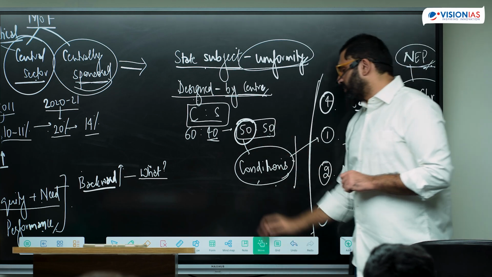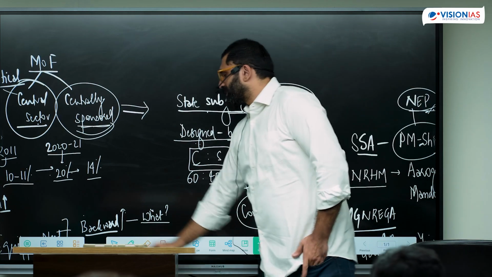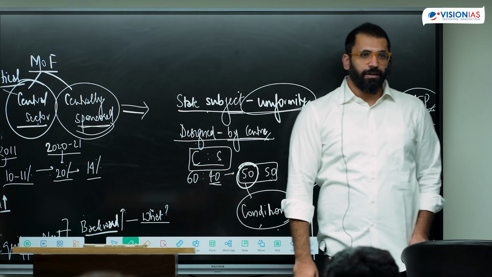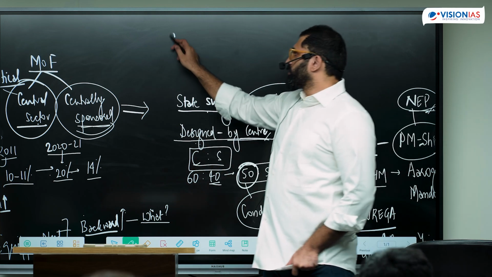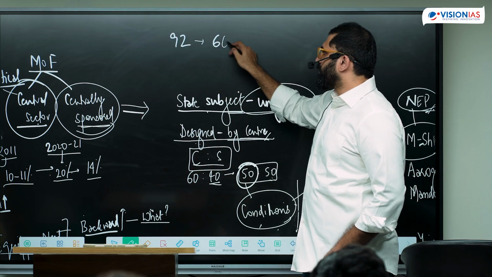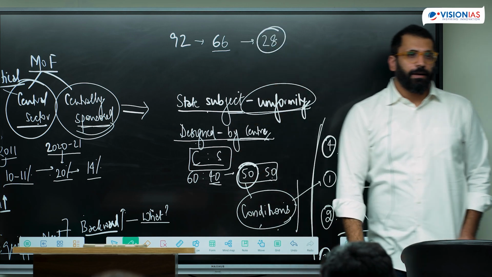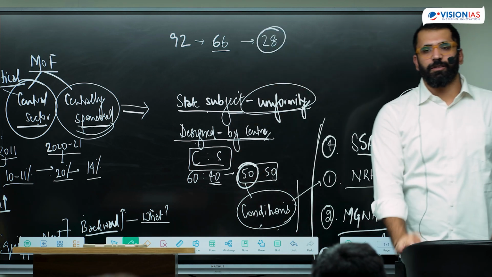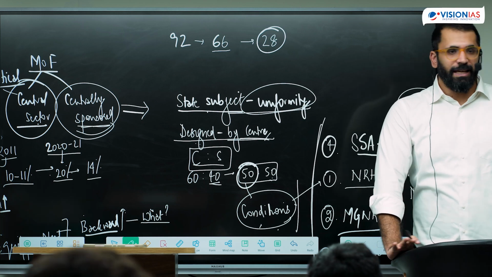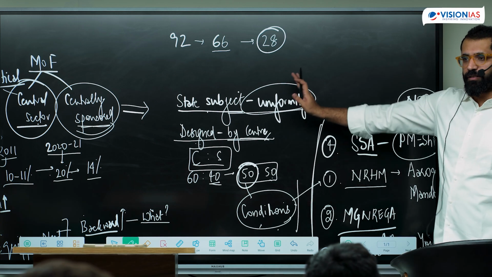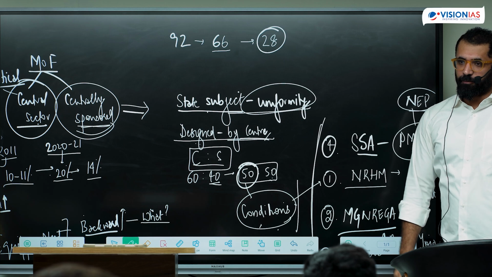This is why in 2015, Niti Aayog had a subcommittee to rationalize the number of centrally sponsored schemes. It was reduced from 92 to some 66 schemes, after which it has been reduced further to 28. So the proliferation of centrally sponsored schemes has now stopped. Schemes are not increasing, but the conditions definitely pose a problem for the state governments.